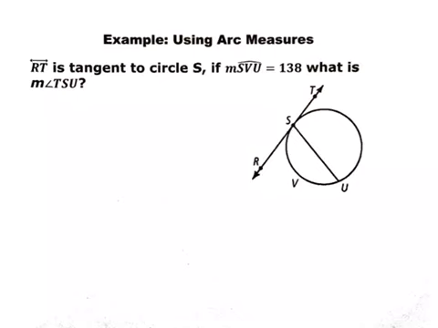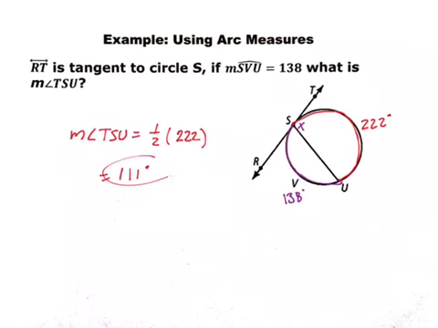If RT is tangent to circle S, and the measure of arc SVU is 138, what is the measure of angle TSU? So we're looking for this angle here, which means we've got to figure out the remaining part of this arc. Well, 360 minus 138 gives you 222. So the measure of angle TSU is equal to 1/2 of 222, which means that this angle equals 111 degrees.